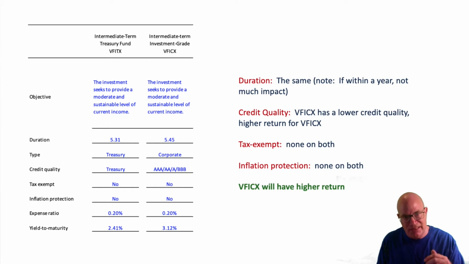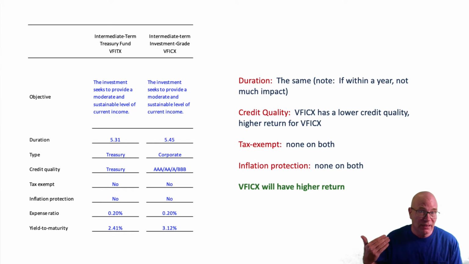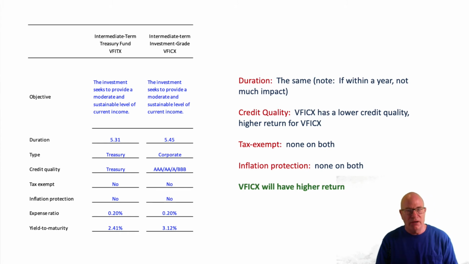This VFICX has AAA, AA, A, BBB bonds in it, and it actually has a higher proportion towards the upper end, more AAAs. It has very high credit quality bonds in its fund, but it still has default risk. So we would expect that one to have a higher return relative to the Treasury fund. VFICX, the investment grade intermediate term fund, would have a higher return.